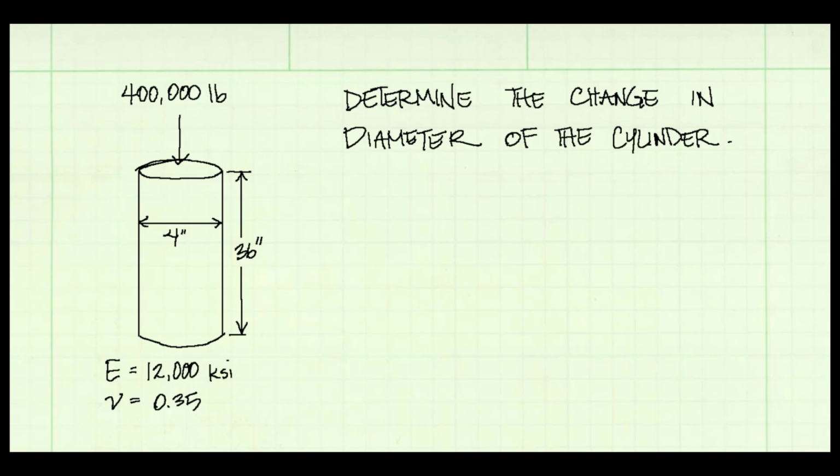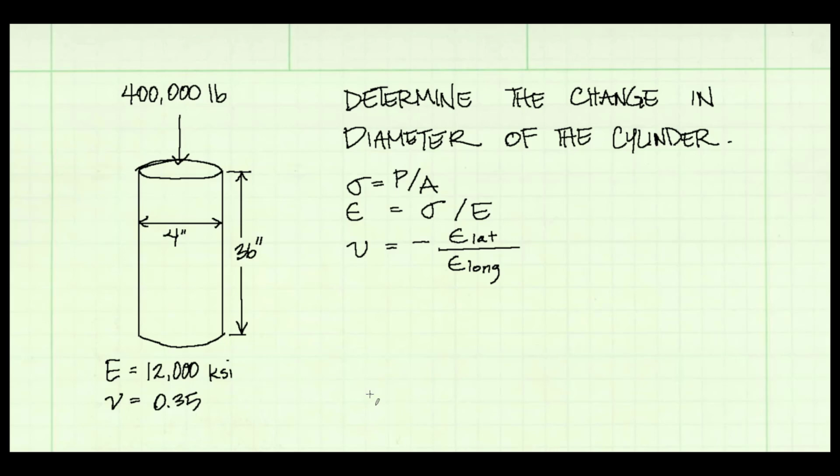There are several steps we need to take to go from load to change in diameter. Let me write them out. The first two steps are the same as they were in the Hooke's law problem where we were finding the change in height of the cylinder. We're going to start with the normal stress, which is equal to the normal force divided by area, and then we'll calculate strain using Hooke's law. It is equal to sigma over the modulus of elasticity. The next step is different.